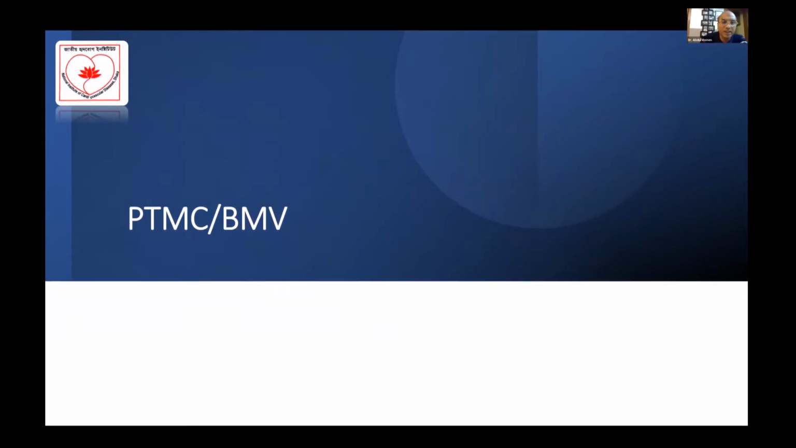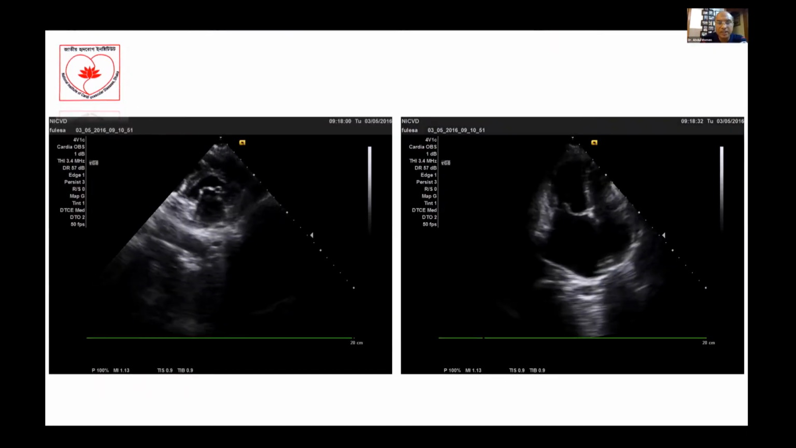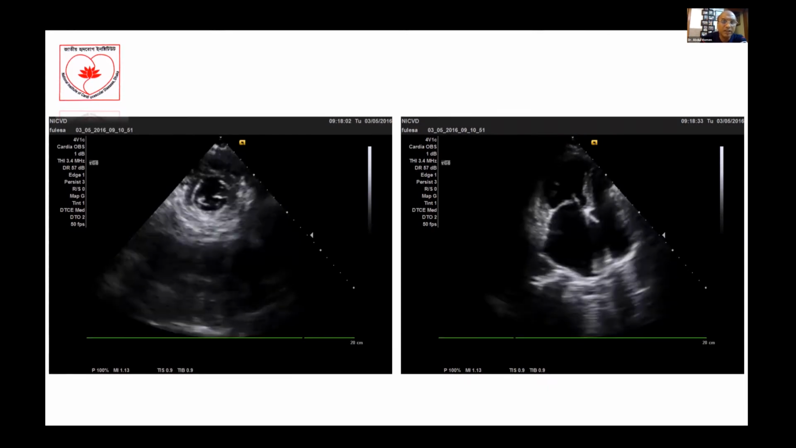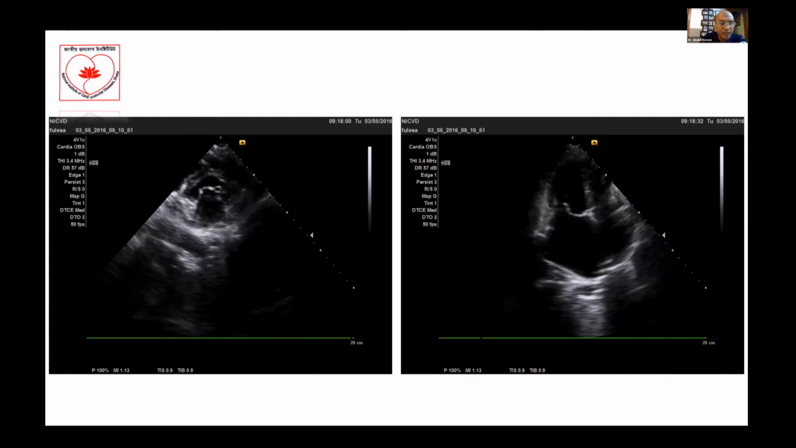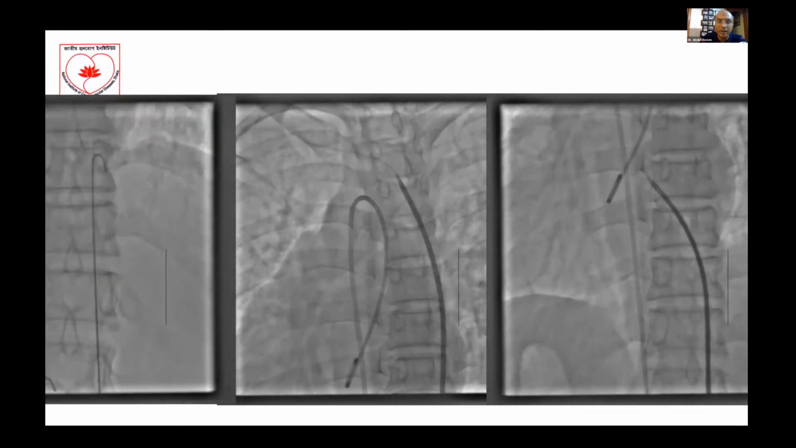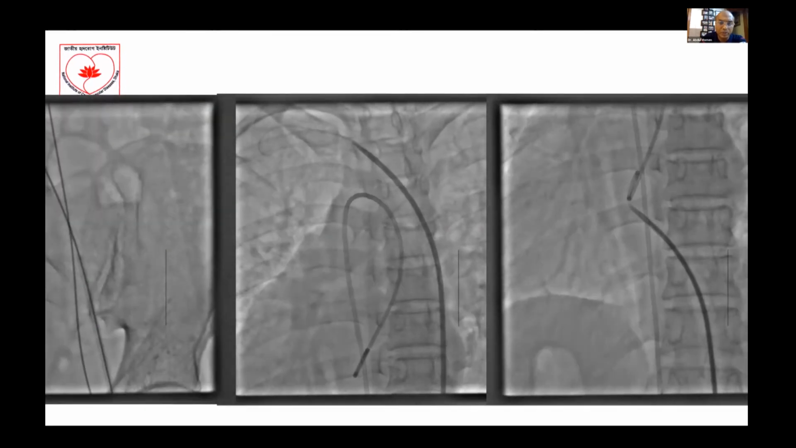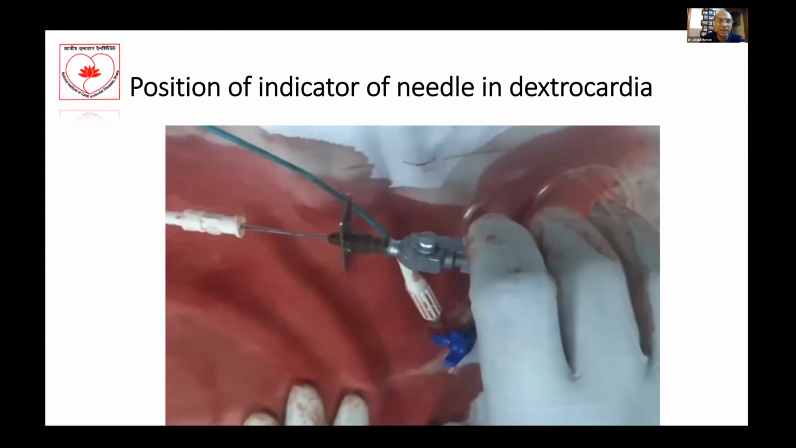I am starting with PTMC, and this is the case of severe mitral stenosis, but the patient has dextrocardia. And this is the first dextrocardia PTMC patient reported from Bangladesh. We are puncturing the patient from the left side, parking our catheter in the right brachiocephalic trunk, and the Mullins sheath is dragged into the septum. This is the position of the needle in a levocardia patient, 6 o'clock position. But the trick in dextrocardia is that the needle position should be at 7 to 9.